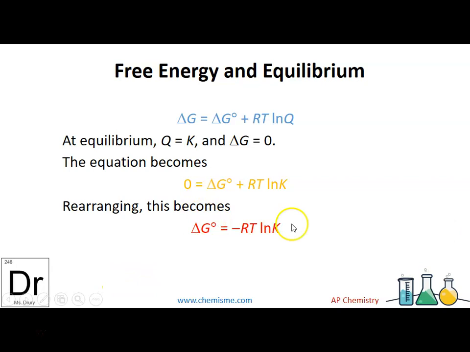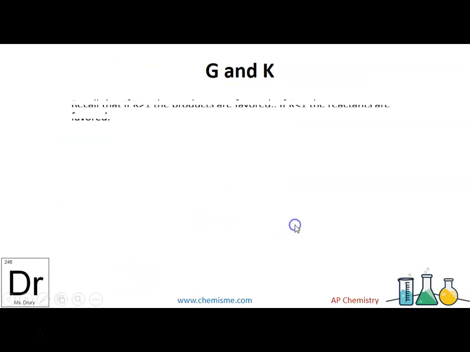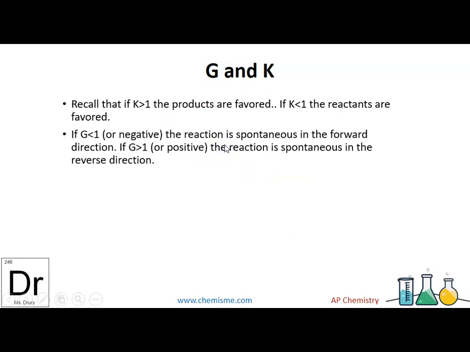So this equation is also in your reference table. And how they're related is, recall that if K is more than 1, it's product favored. That means it's going forward. And if K is less than 1, it's reactant favored. It's going reverse. That also works with Gibbs. If Gibbs was less than 0 or negative, the reaction was spontaneous and going forward. And if the Gibbs was more than 0 or positive, the reaction is spontaneous in reverse because it's not spontaneous going forward. That means these are telling you the same thing.